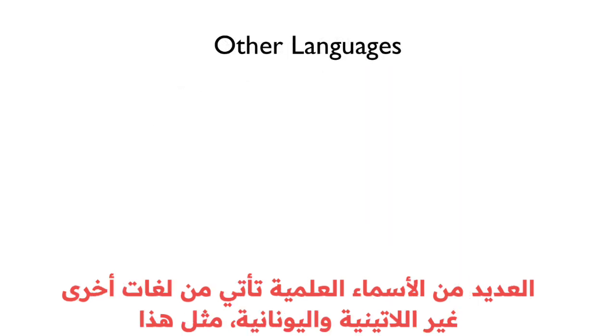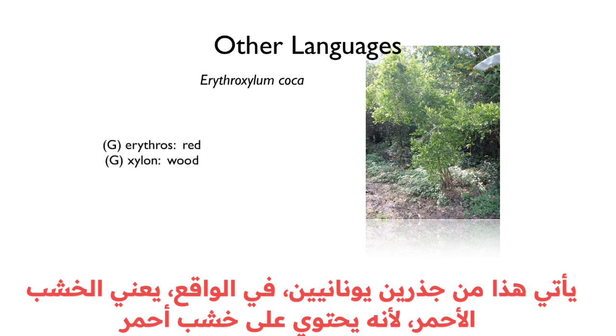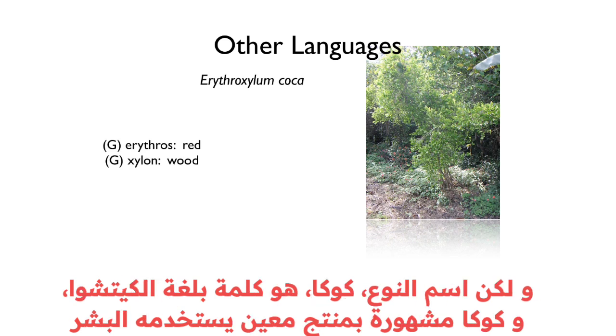A lot of scientific names come from other languages other than Latin and Greek, like this one. This comes from two Greek roots, actually, meaning red wood, because it does have red wood, but the species name, coca, is a Quechua word. And coca is famous for a particular product that humans use.